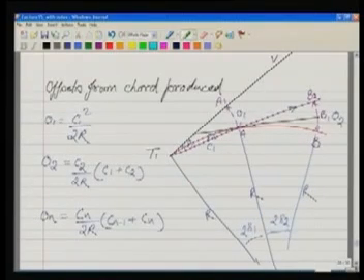Now here is another method, and this method is offsets from chord produced. So far in our methods, we are doing those for smaller curves. Whenever we are working in the field, we have to see whether our ground can support this method or not. These methods are not very accurate, because if our curve is large, our offset from the tangent will become very large. Measuring that distance, erecting the perpendicular will become a problem. So these methods are for unimportant curves as well as for small curves.